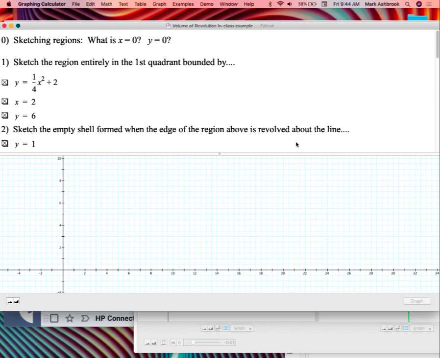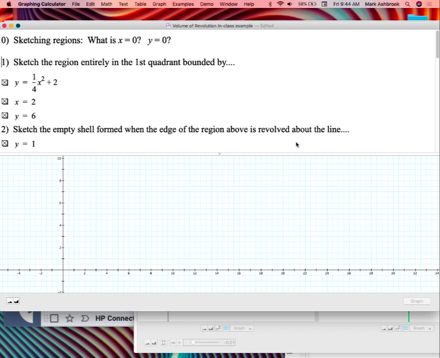Okay, so here's the one we're going to do today. We're going to sketch the region that's entirely in the first quadrant and is bounded by these three curves: 1/4 x squared plus 2, x equals 2, and y equals 6. So we're going to practice first. Can you figure out what region that's talking about? That's all the information you need to get one unique region.